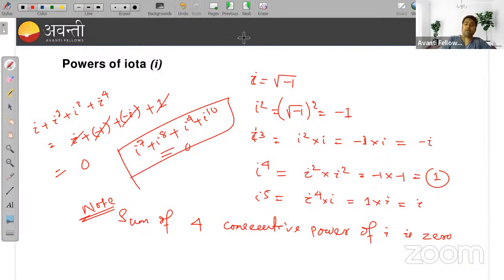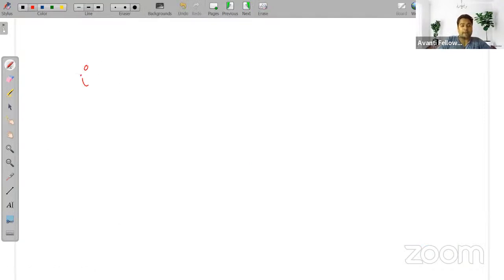Okay, now I'm asking one question to you all. Tell me, what is the value of i to the power 99? Clear? i to the power 99. You can respond in the chat box, everyone. Yes. So i to the power 99 can be written as i to the power 96 into i to the power 3. Yes or no?